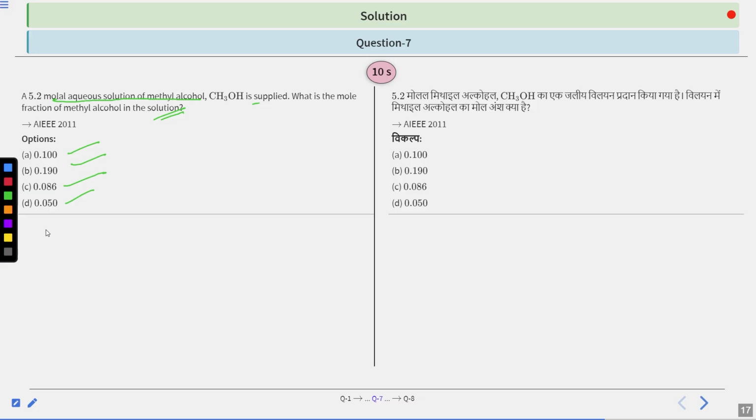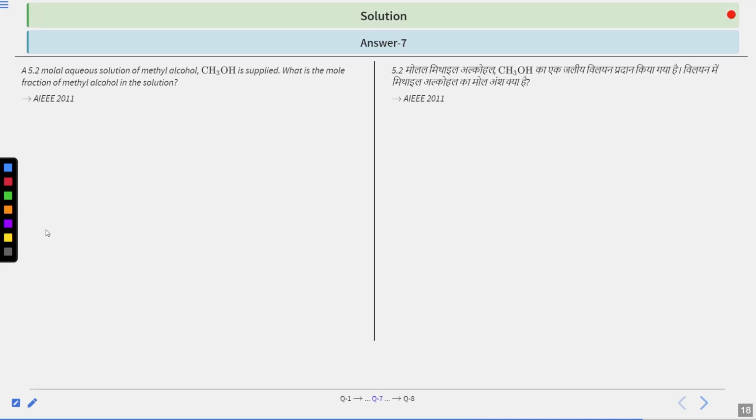So 5.2 moles of this methyl alcohol are dissolved in 1 kg. So this 1 kg can be converted into what? You can use this 1 kg to get the molar mass and then your number of moles. Clear? So your time to start this question starts now. Time is up. Moving on to the solution part.